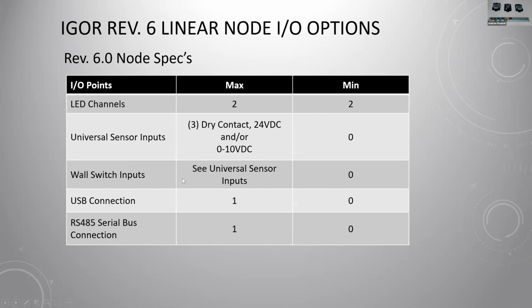So it gives us a lot of flexibility there to connect different sensor types to the same node. For wall switch inputs, essentially those would be connected to these universal sensor inputs, so we could have up to a 3-button wall switch connected to it. And so the Max node has the USB connection and the RS485 serial connections, whereas the Min nodes do not have those connections.